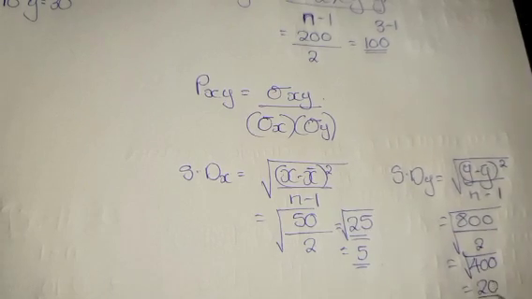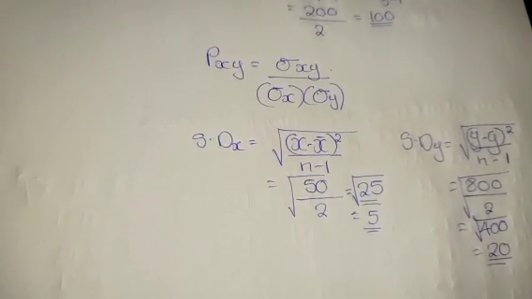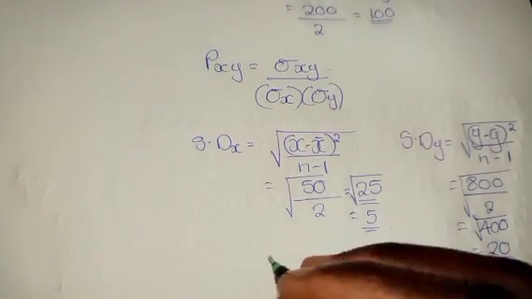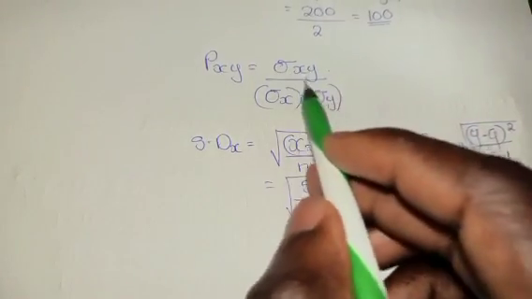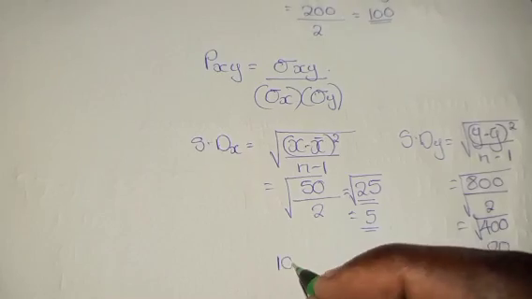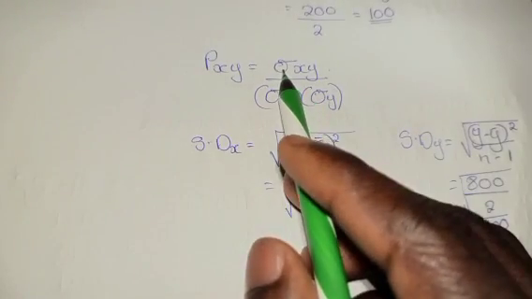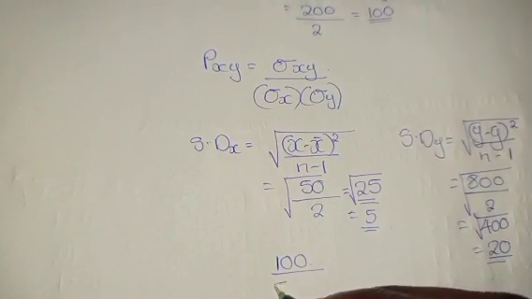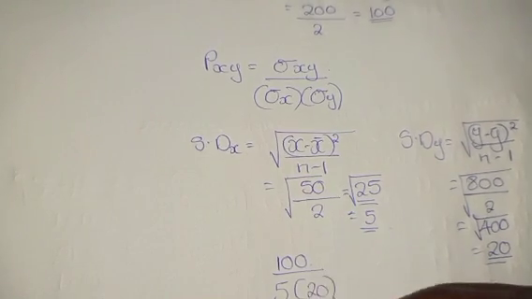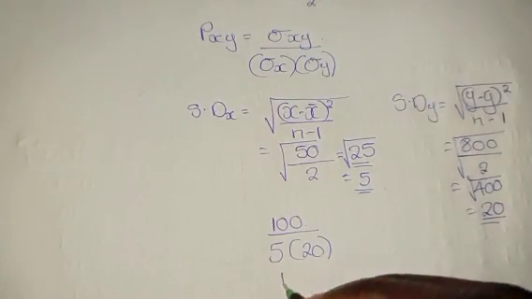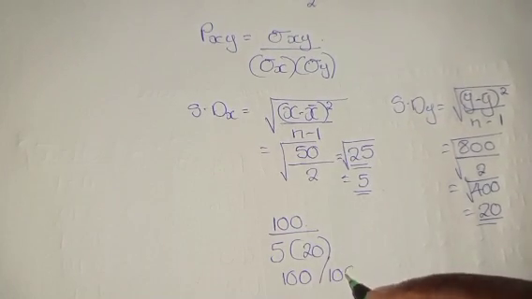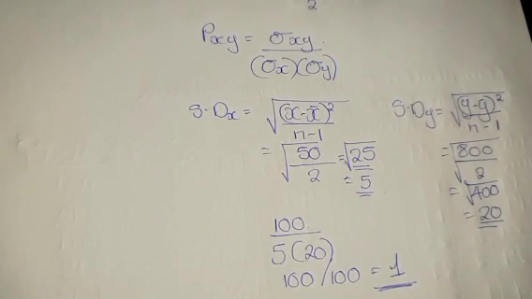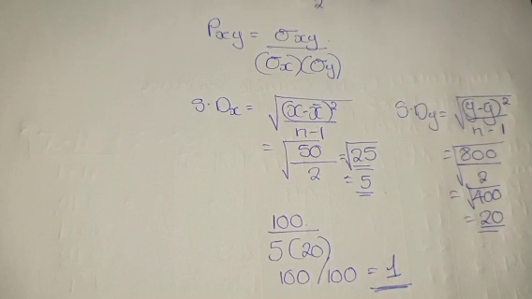So for you now to be able to calculate the Pearson product moment correlation, you follow the formula, using what you calculated above. Remember, the covariance is divided by the standard deviations of x and y. We put 100 divided by 5 multiplied by 20. You know for sure that 5 times 20 is 100, and 100 divided by 100 is 1. So this is the value of the Pearson product moment correlation.